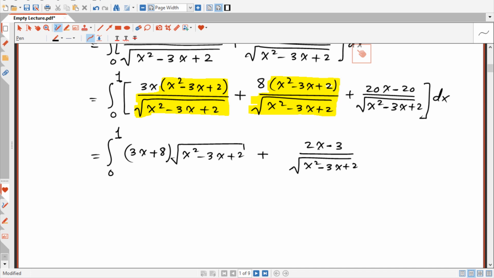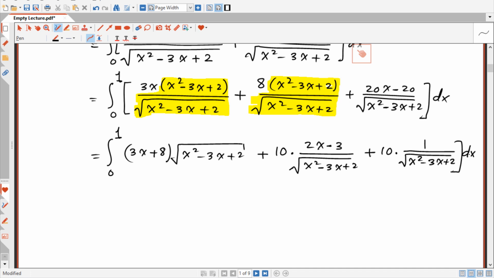And to make the 2x become 20x, we have to multiply by 10. So I will multiply this whole thing by 10. By multiplying by 10, we have 10 times 2x, that's 20x, and then 10 times minus 3, that's minus 30. We have minus 20, so we have to subtract. To make the minus 30, we have to add 10. So plus 10 times 1 over the square root of x squared minus 3x plus 2, dx.